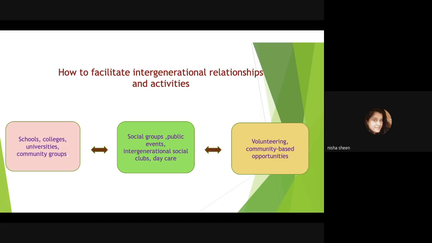Intergenerational programs are especially relevant in communities that are experiencing greater diversity, including a surge in immigrant populations, as in Canada.